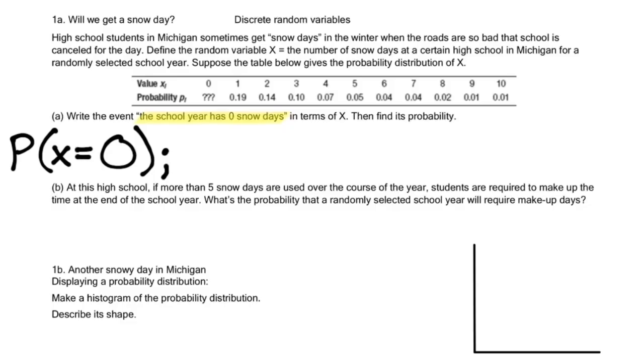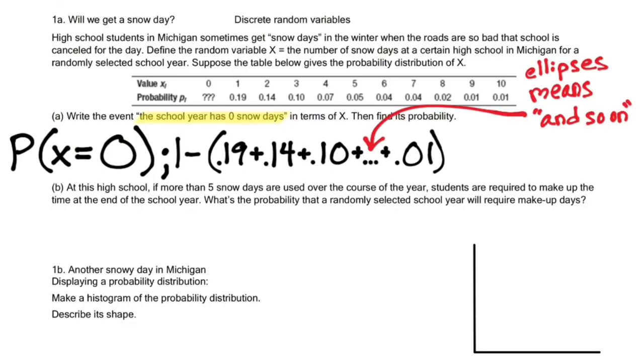To find the probability, it is quite easy. We do not know the likelihood that there are 0 snow days, but we know the likelihoods of all of the other amounts of snow days. And since the entire distribution has to add up to 1, we can take the number 1 and subtract the sum of all of the other probabilities.